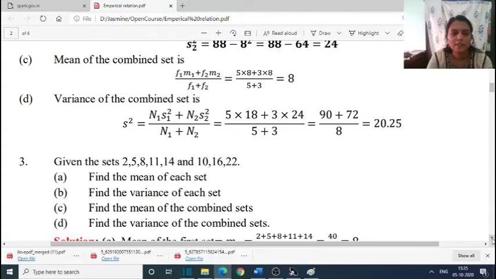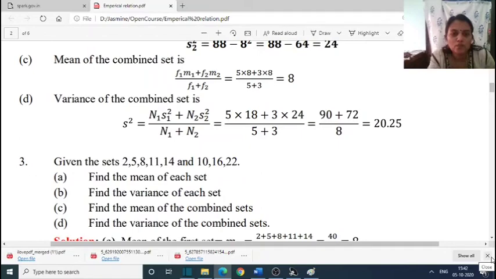The variance of the combined set is s square, (n1 s1 square plus n2 s2 square) by (n1 plus n2). So 5 into s1 square, which is 18, plus 3 into 24, divided by 5 plus 3, which is equal to (90 plus 72) by 8, which is equal to 20.25.